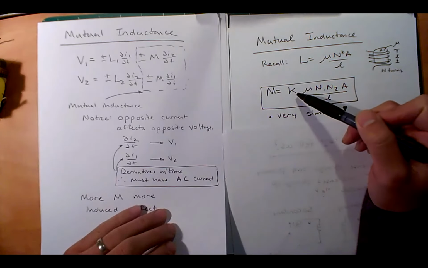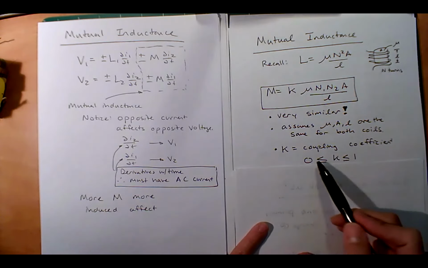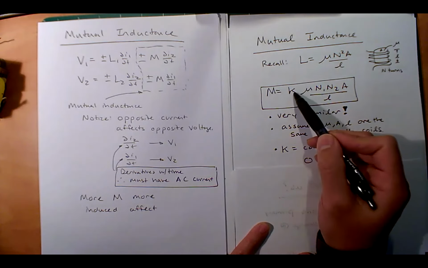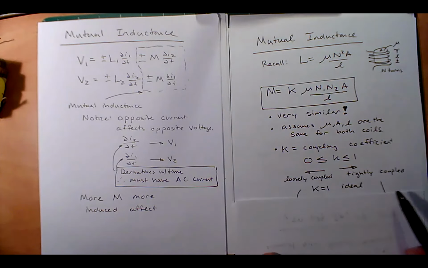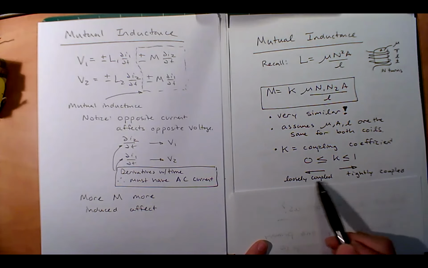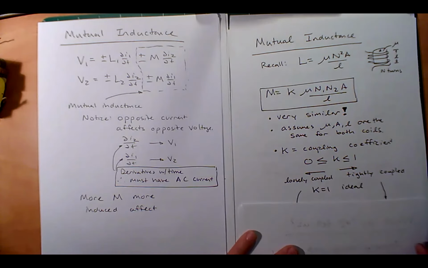Now this K, that is what we call the coupling coefficient. And that K is a value between 0 and 1. And you can imagine 1 would be perfect ideal conditions. Now, as K gets closer to 1, we will call that tightly coupled. And as it gets closer to 0, it's called loosely coupled, right?